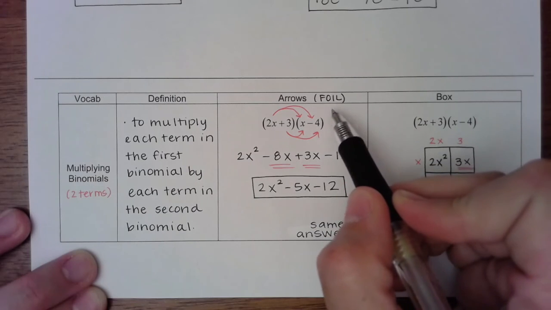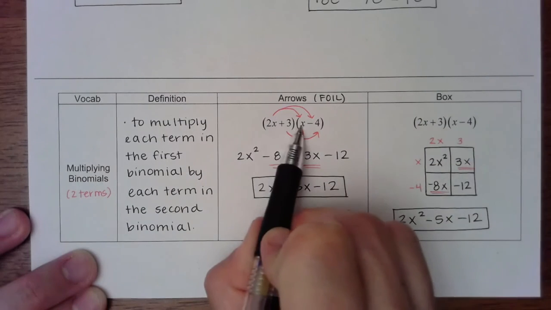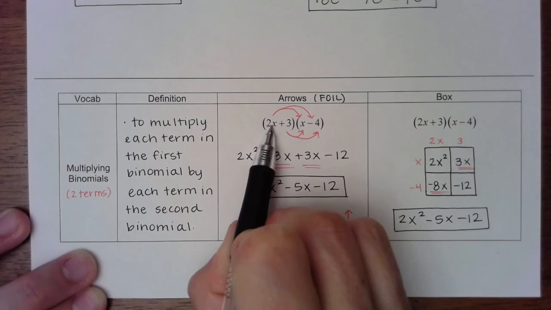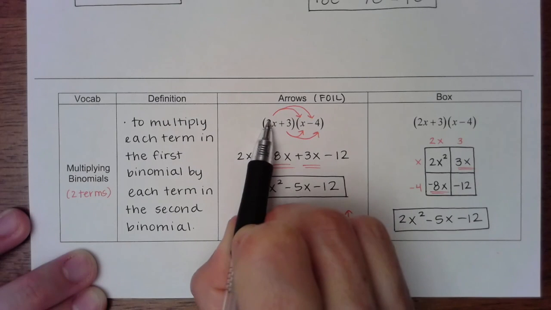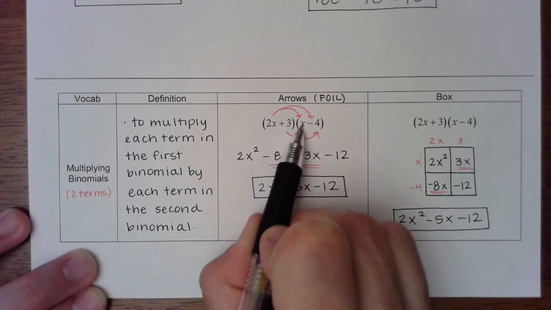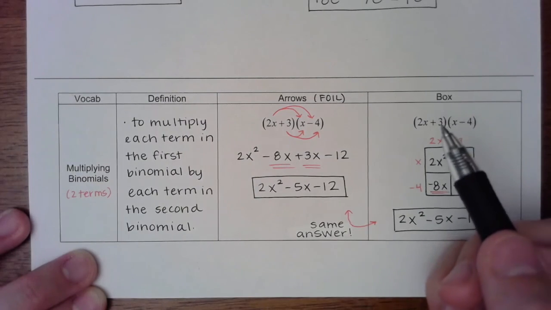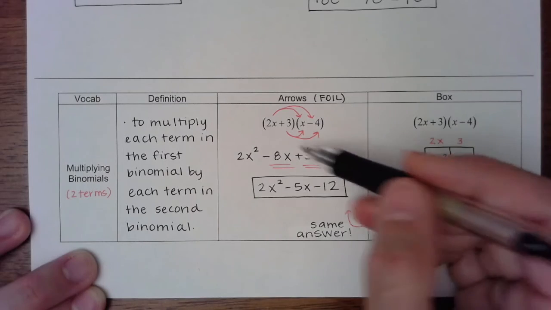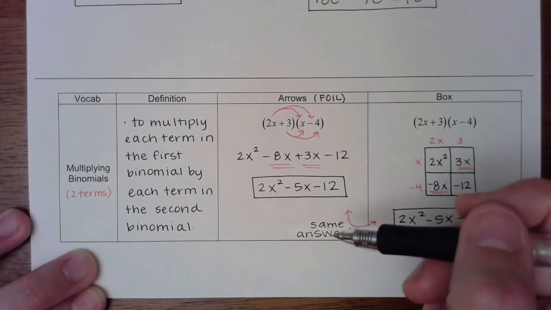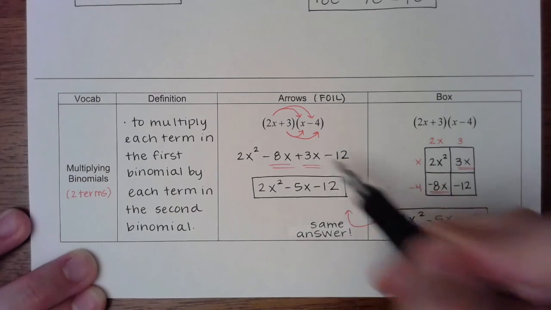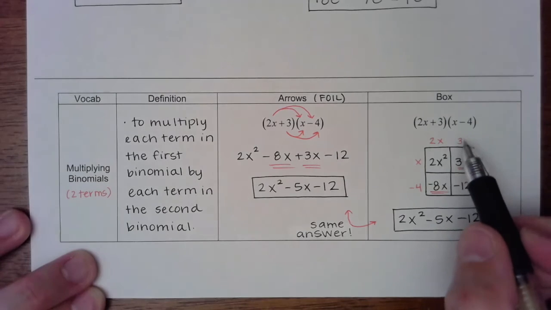So this part gives me 3x, and this part gives me 12. Some teachers call this FOIL because you multiply the first two together, and then you multiply the ones that are on the outside together, and then you multiply the ones that are on the inside together, and then you multiply the ones that are the last together. It's just a different way of understanding it. Usually there will be two terms that can combine together, and so in this one you get negative 8x and positive 3x.